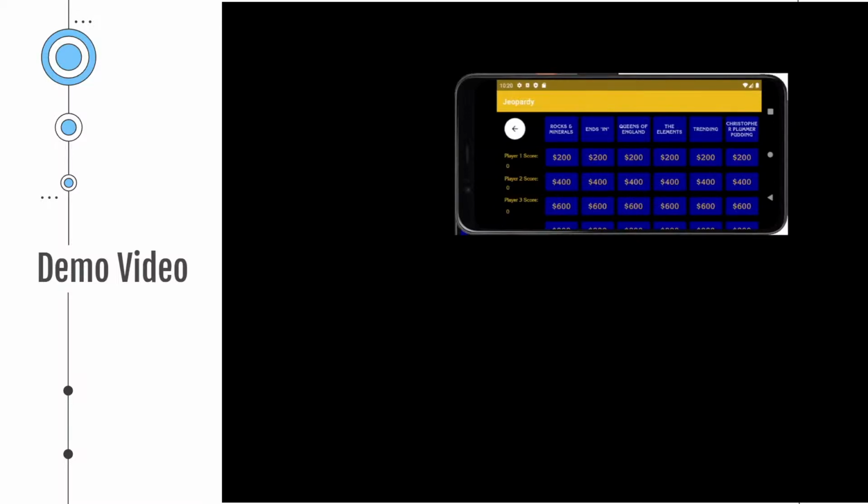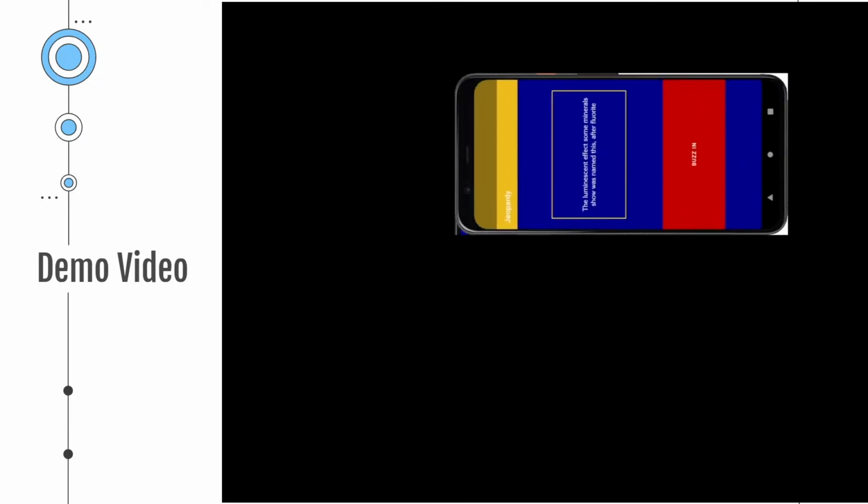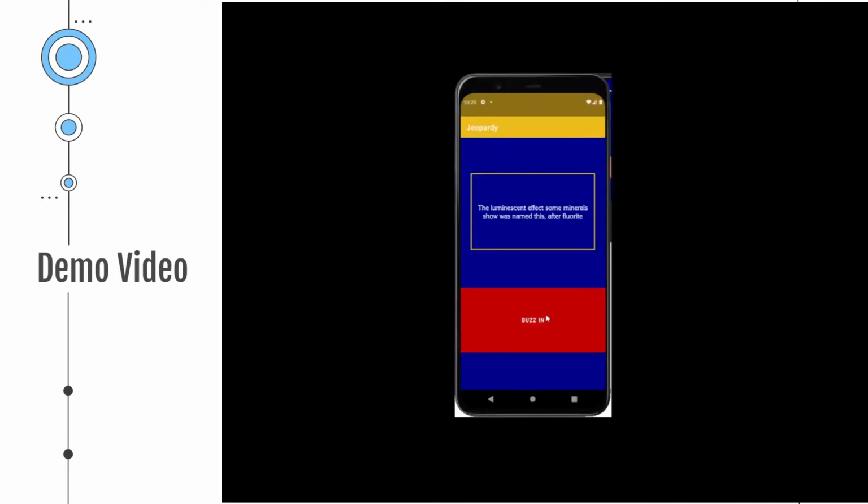On the left, we have the score keeping. Player 1 is ourselves. Player 2 and 3 are the CPUs. And then whenever John is ready, he will choose a category. Alright, we like rocks and minerals for 200.